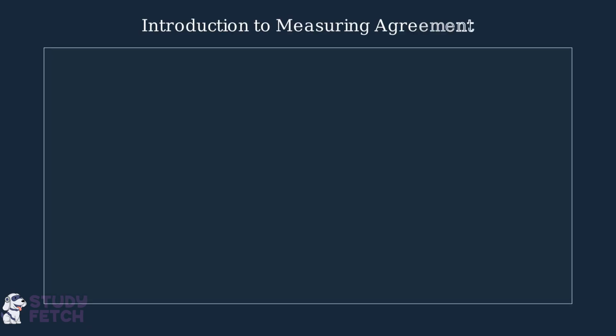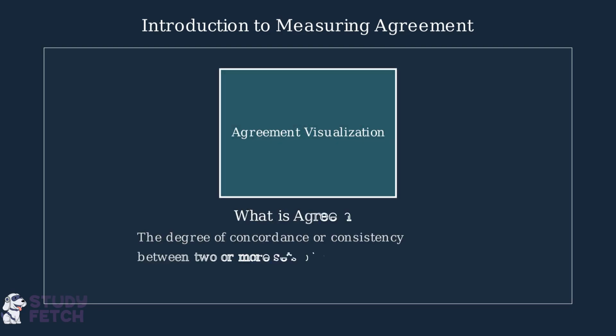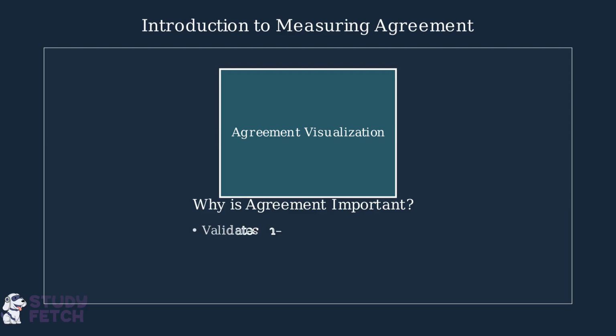Agreement is a fundamental concept in measurement science and research methodology. Agreement refers to the degree of concordance or consistency between two or more sets of measurements or ratings. Ensuring reliable and valid measurements is crucial to research. High agreement validates the reliability of your measurement tools.